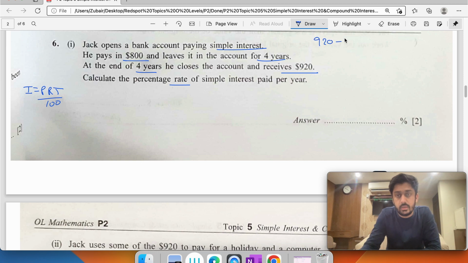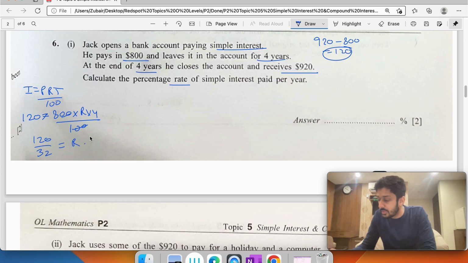So 920 minus 800, 120 is the difference, which is the interest. 120 is equal to principal amount times unknown rate times 4 years over 100. 800 times 4 is 32. 120 by 32 is equal to the rate. 120 by 32 is 3.75.